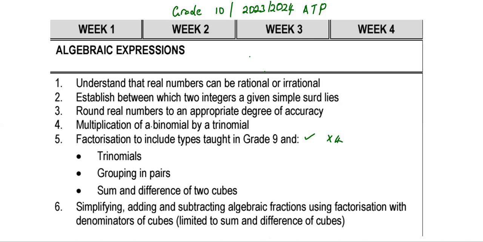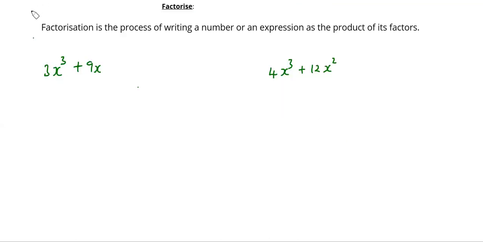Okay, so let's start. What is a factorization? It is the process of writing a number or an expression as a product of its factors. So here, what we have is just an expression, and what we want to do is write it as a product of its factors. Now, how do you do that? You do that by finding the highest common factor, something that you are finding on the first term and also on the second term.